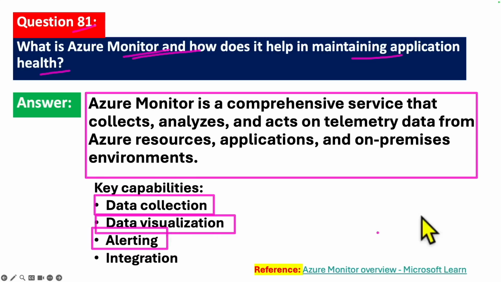Next capability is alerting. You can set up alerts to notify the team of any potential issues before they impact users, facilitating quick remediation. Next is integration. You can integrate with external tools like Logic Apps, ITSM, and Power BI for extended functionality and better insights. So one example is, if you have an e-commerce platform, you can use Azure Monitor to track the performance metrics and ensure smooth operation during peak shopping periods.